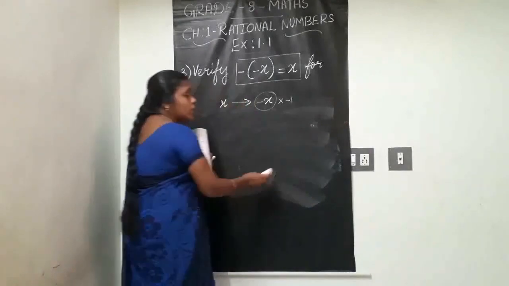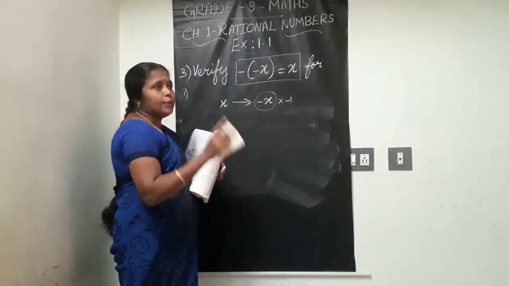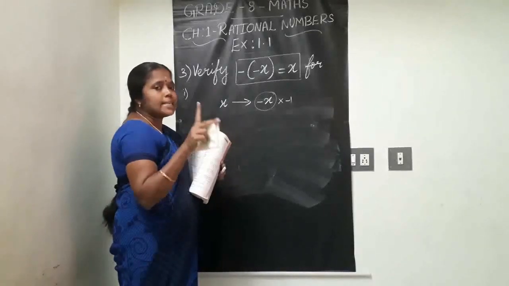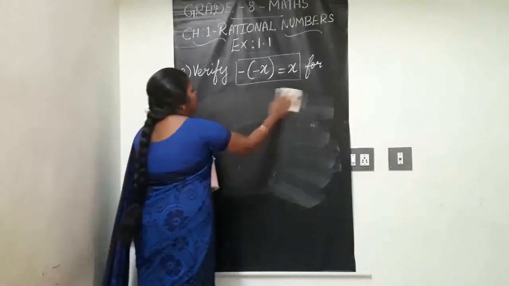How do you check both are additive inverses of each other? What did I say for that? If you add both numbers, your answer must be 0. That is the checking purpose. You have to do that. Clear?